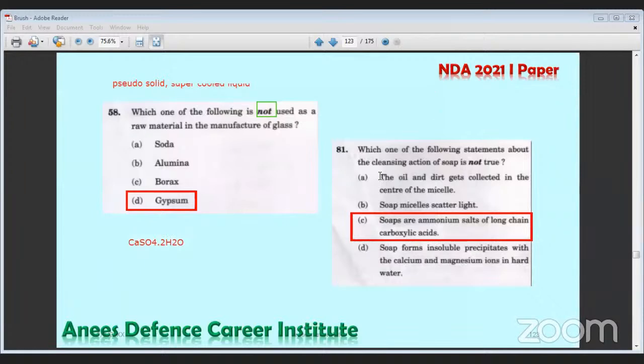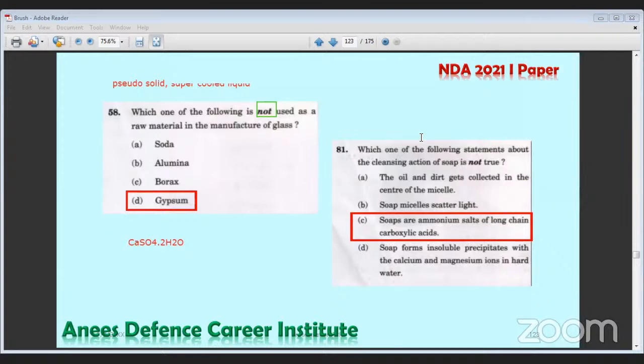Look at the question. Which one of the following statements about the cleansing action of soap is not true? Cleansing action, please pay attention. It is a topic that we've been studying from class 8 or class 9. How exactly a soap works, how exactly a soap cleans the dirt, that is very important. Look at the options. The oil and dirt gets collected in the center of the micelle. Soap micelles scatter light. Soaps are ammonium salts of long chain carboxylic acids. Soap forms insoluble precipitates with the calcium and magnesium ions in hard water.